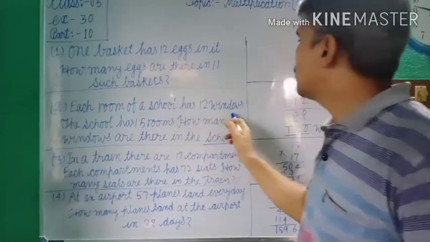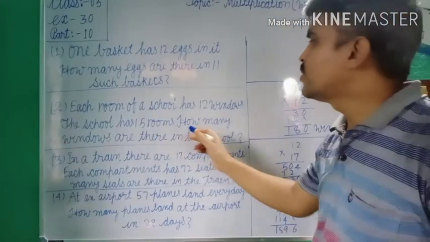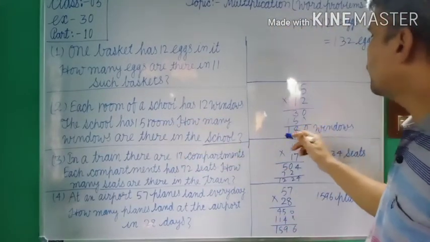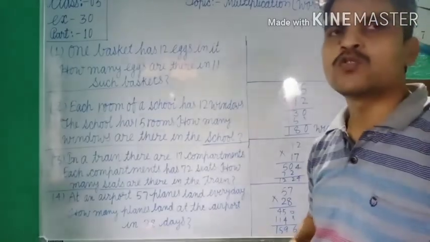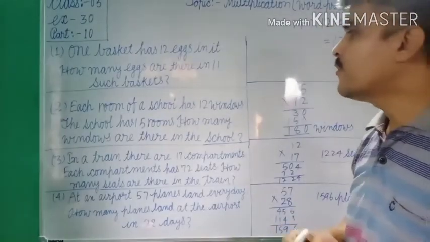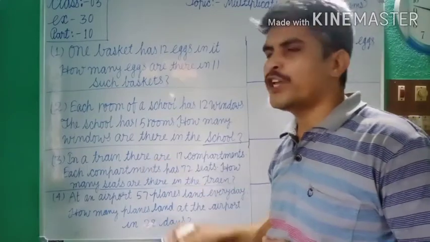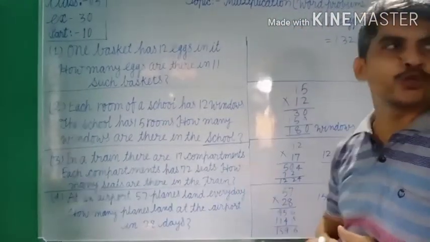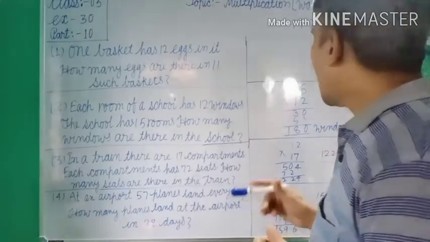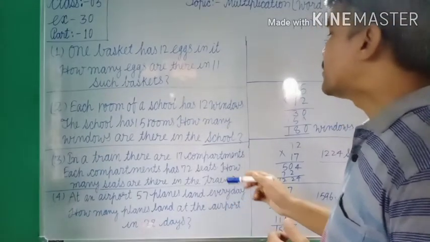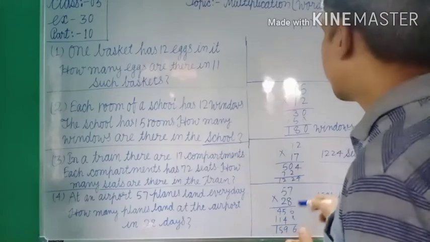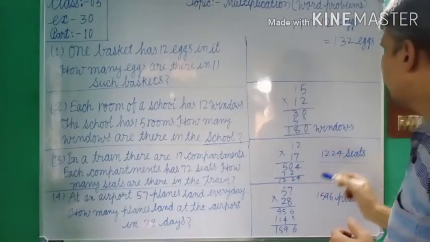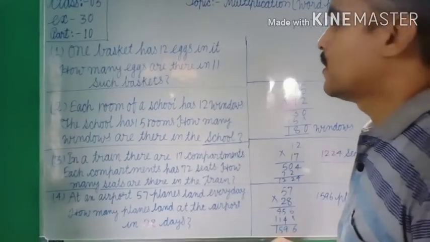Each room of a school has 12 windows. How many windows in 15 rooms? When you multiply, then you get the answer. That means 180 windows in 15 rooms. In a train, there are 17 compartments. One compartment has 72 seats. Then you find out how many seats in 17 compartments. 1224 seats in the train.